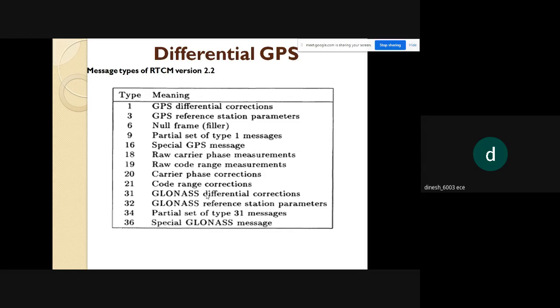So this is still your DGPS. Till we have 30, and still we can implement till 36. If we have 31, it is GLONASS differential correction. 32, GLONASS reference station parameters. 34, partial set of type 31 messages, and 36, special GLONASS message. If we include GLONASS in this, we can use this.